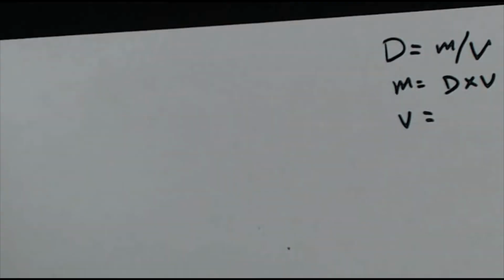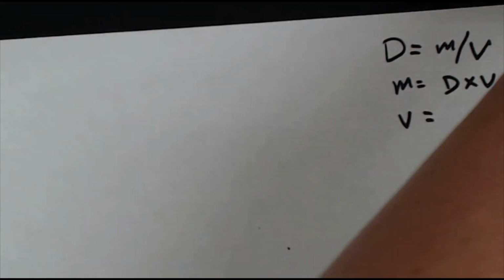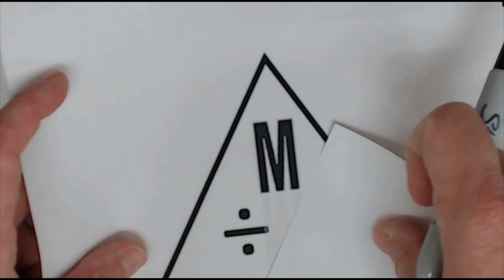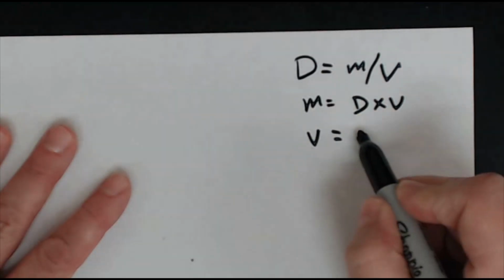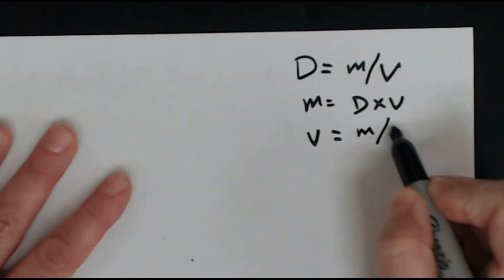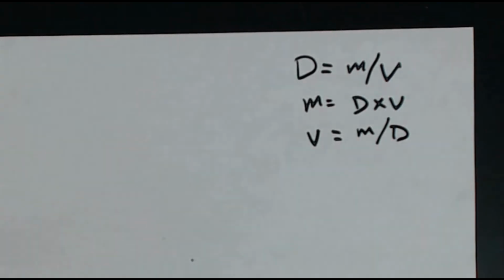And again, I got that because I manipulated my density triangle. I manipulated my density triangle like this so that I end up with mass divided by density. So finally, volume equals mass divided by density. All right, that's how you use the density triangle.